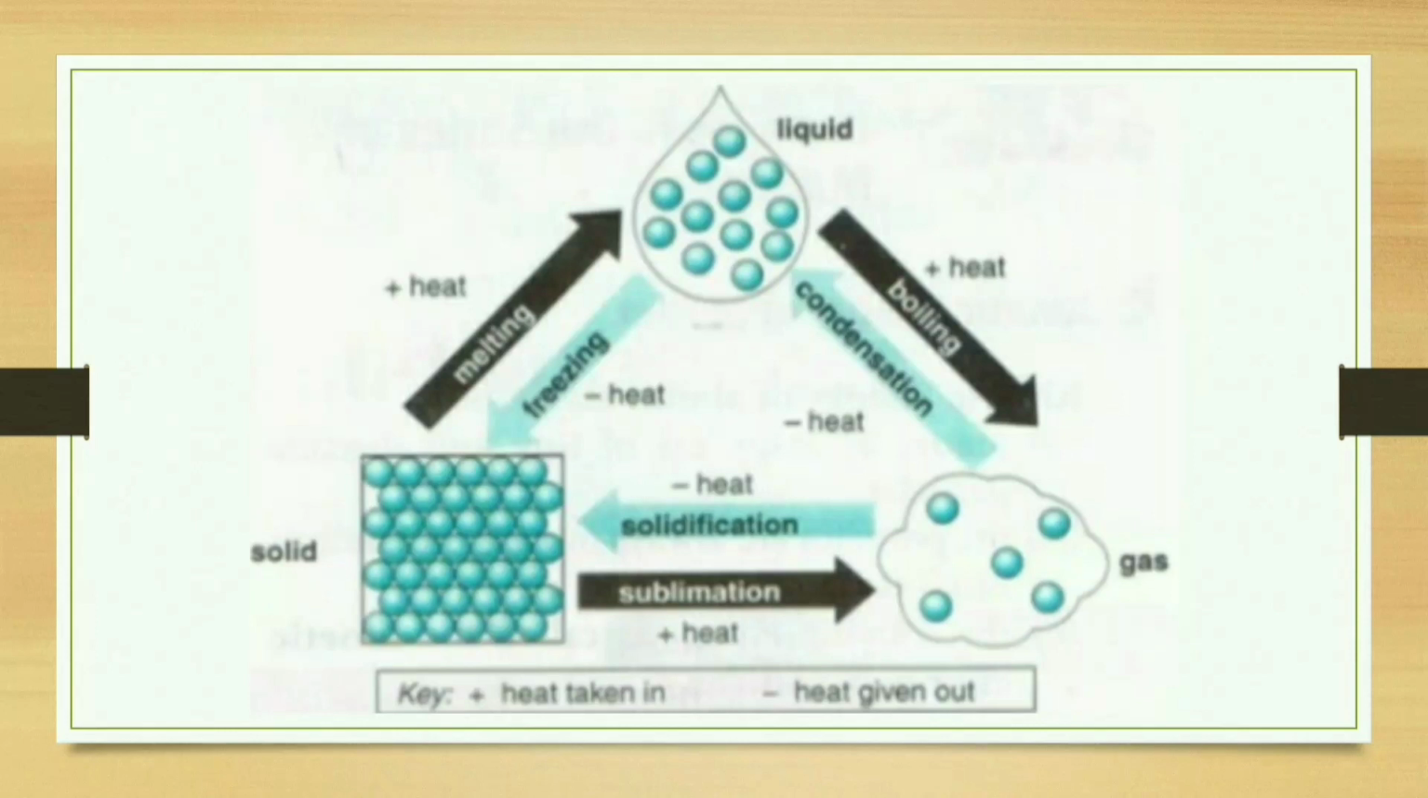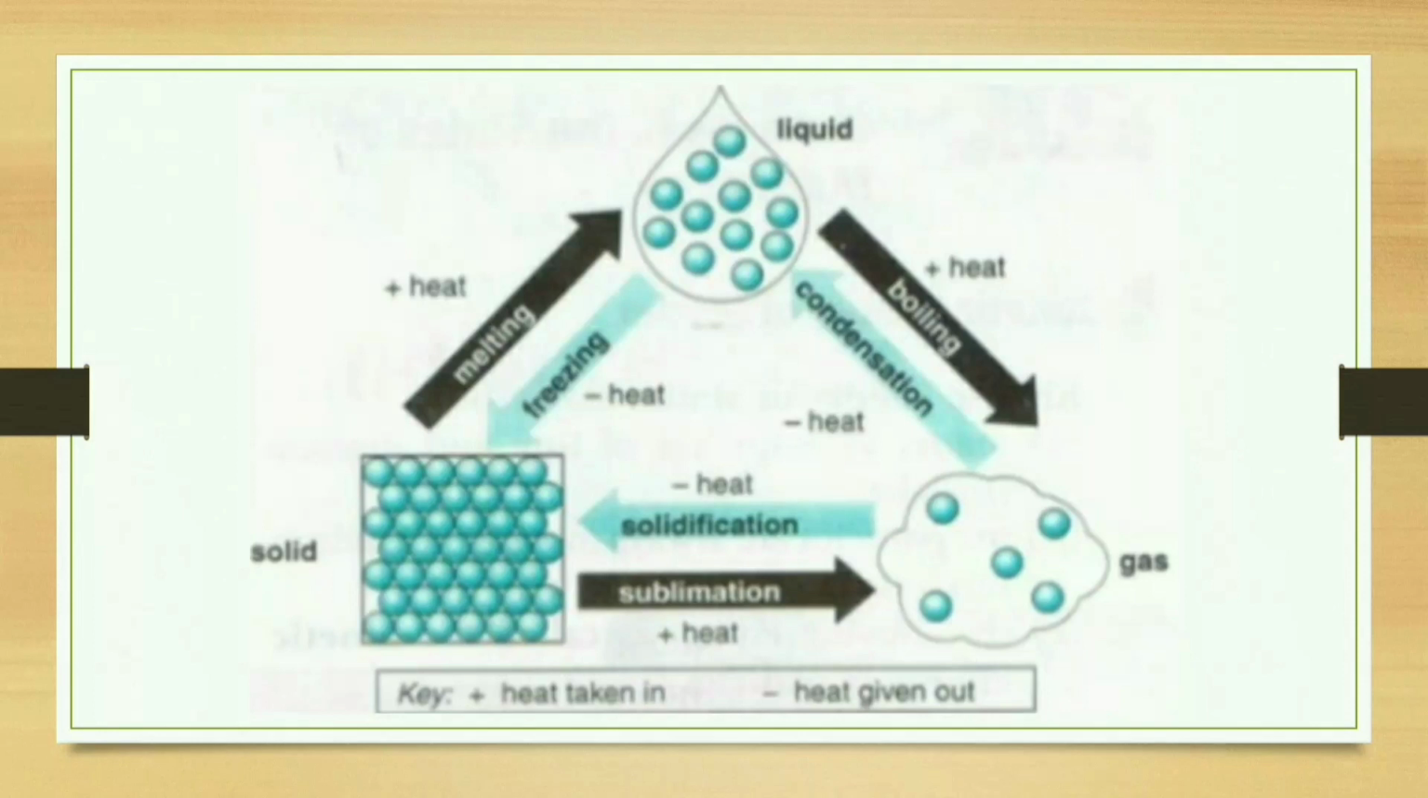Now coming opposite, if we take a liquid and convert it into solid, it requires cooling, and the conversion from liquid to solid is known as freezing. Then from gas to solid, when gas is cooled to form solid, it is known as solidification. Now when gas is cooled to form liquid, it is known as condensation.